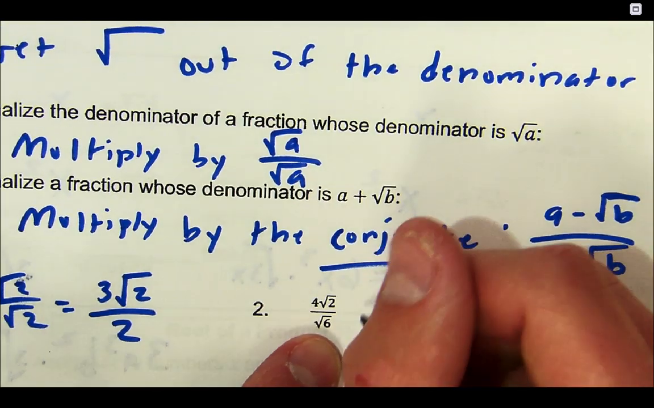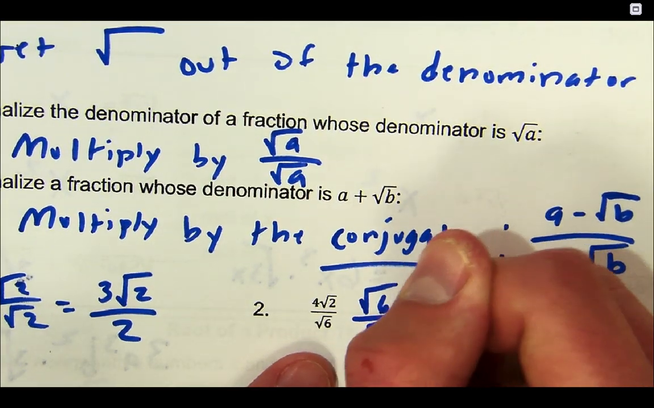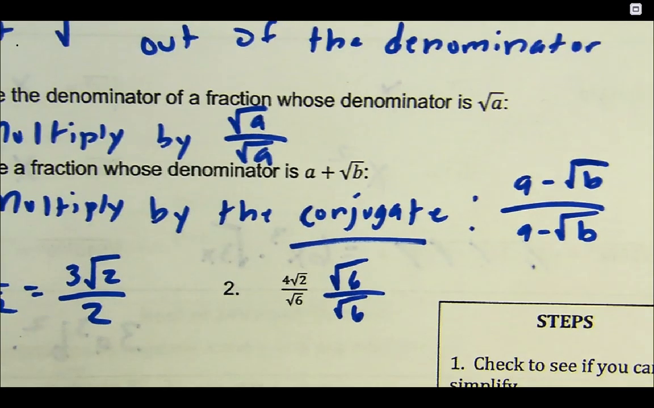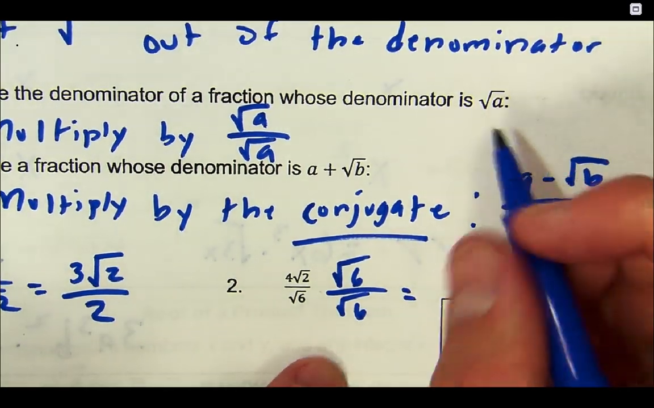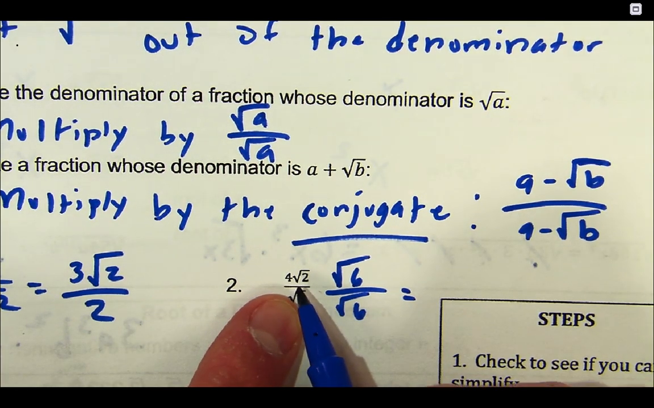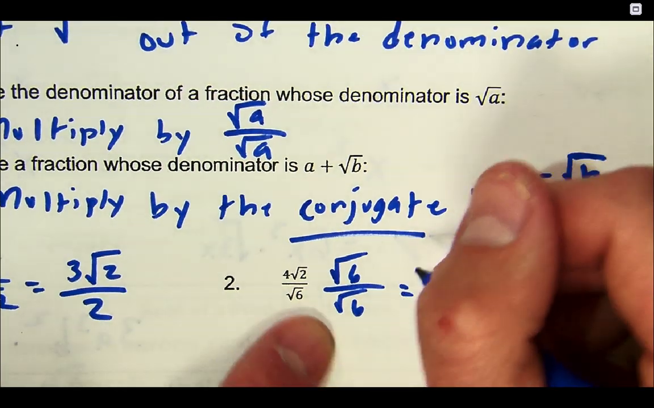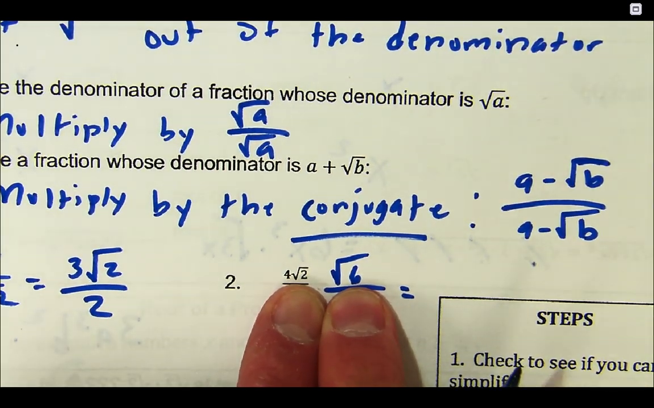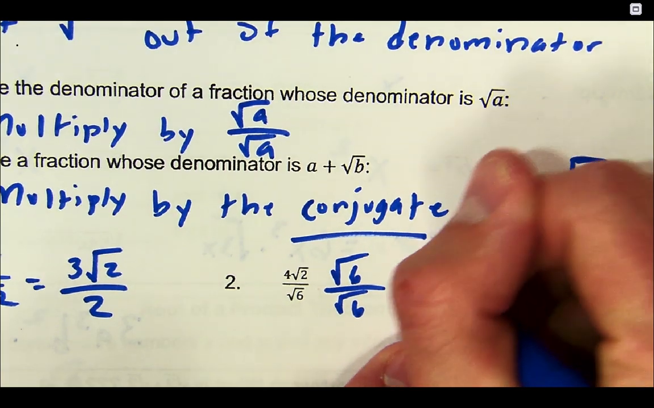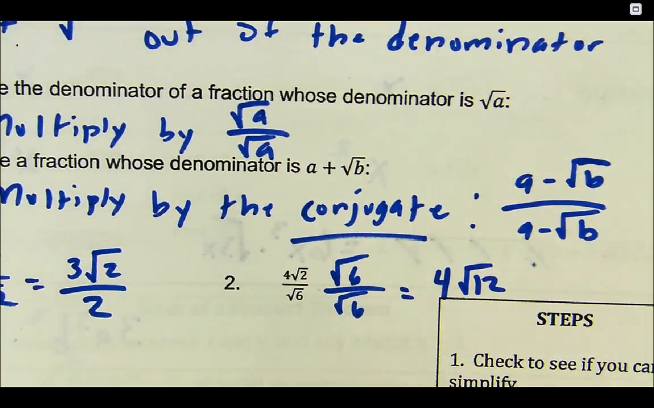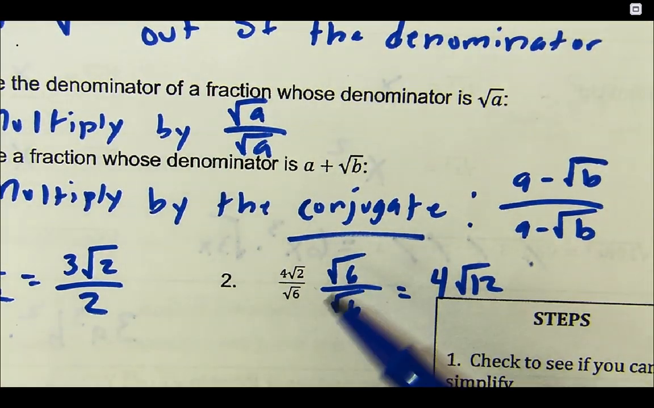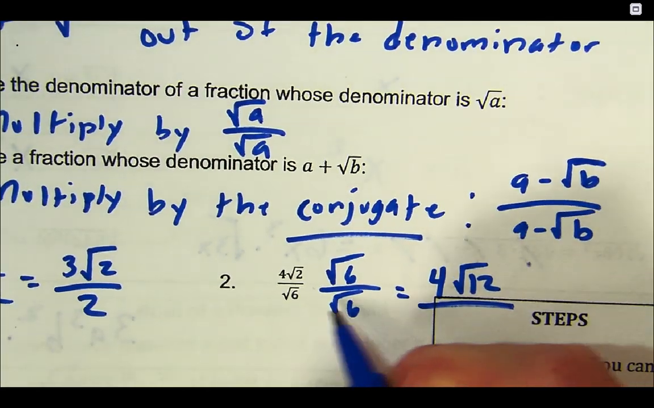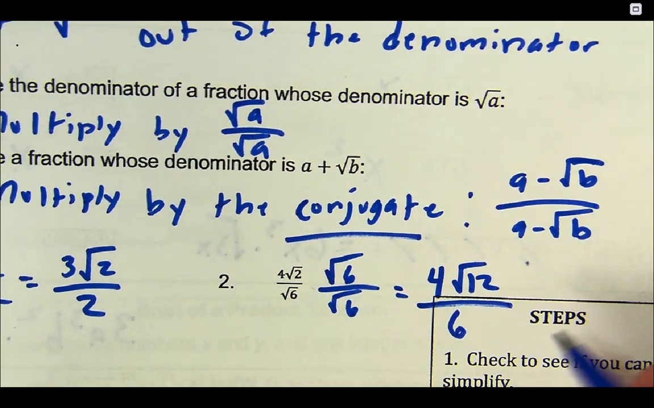Similarly, in number 2, you need to multiply top and bottom by the square root of 6. And now when you multiply straight across, this is 4 times root 2 times root 6. So what you can do is we learned earlier that the two single square roots multiplied can combine. So this can actually combine into the square root of 12. Root 2 times root 6 is root 12. Root 6 times root 6 is 6.